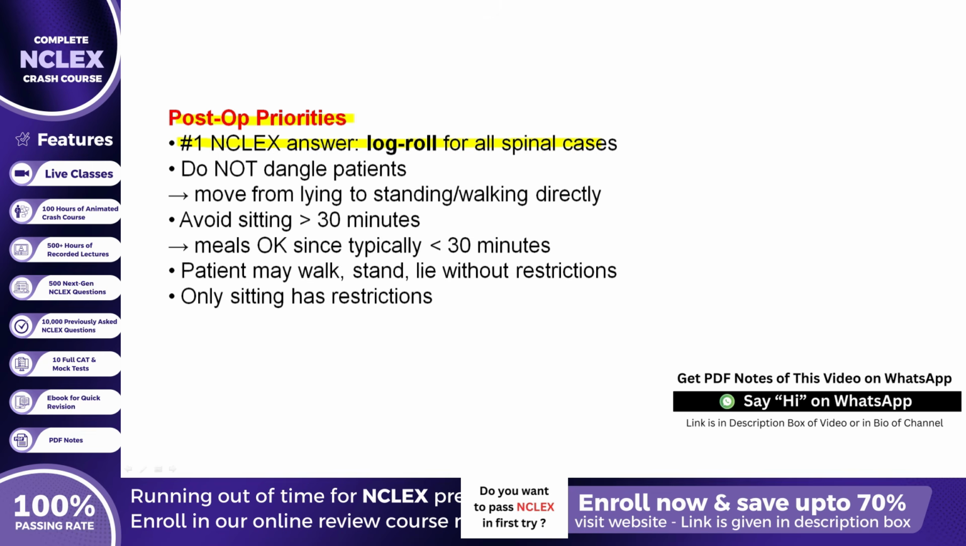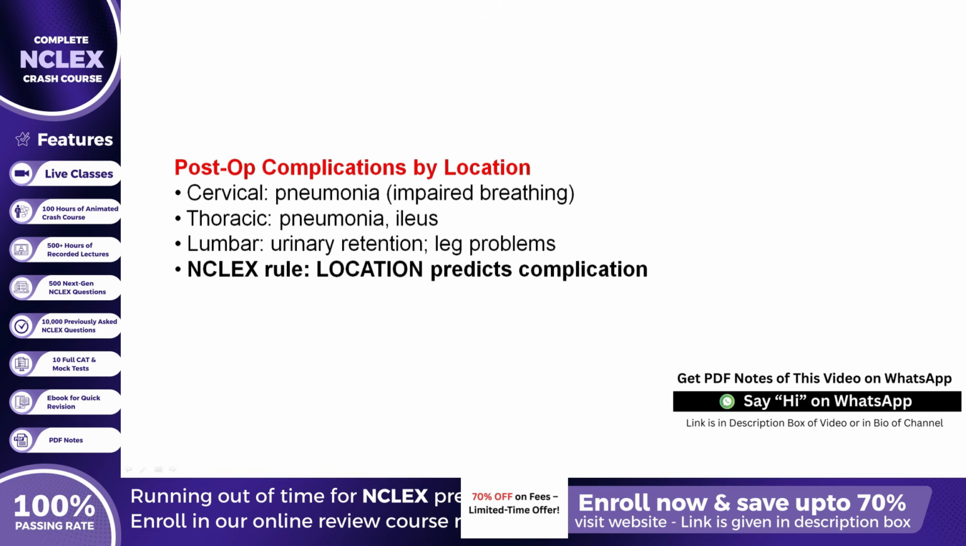Let us begin by understanding that post-operative complications can be predicted simply by the location of the surgery. When the surgery is done in the cervical area, the major concern is pneumonia, because cervical involvement can impair breathing. Moving to the thoracic region, the complications expand to include pneumonia as well as ileus. When the surgery is performed in the lumbar area, the issues we watch for include urinary retention and leg problems. And the key NCLEX rule to always remember is that the location of the surgery predicts the complication.